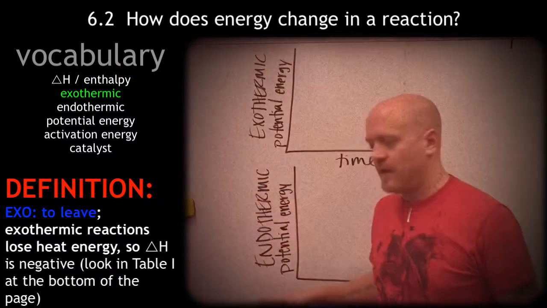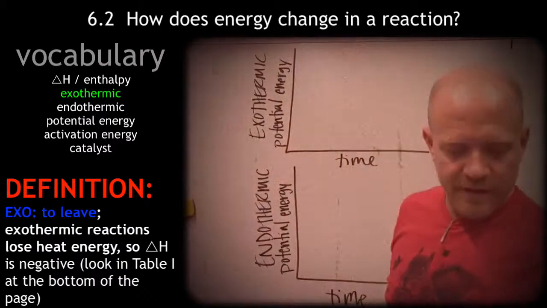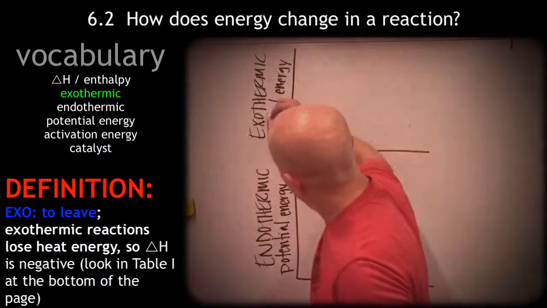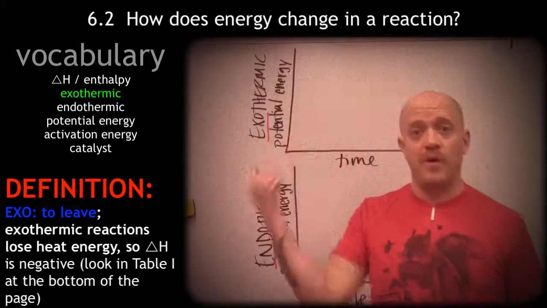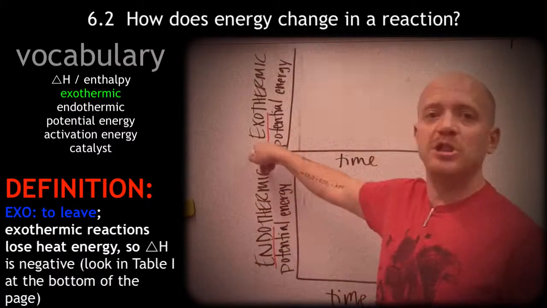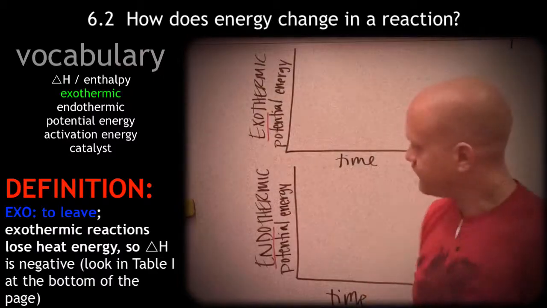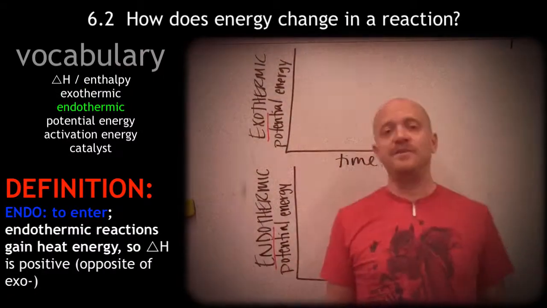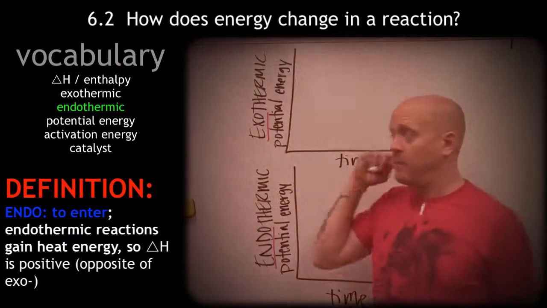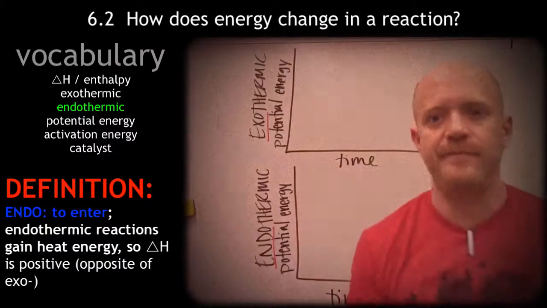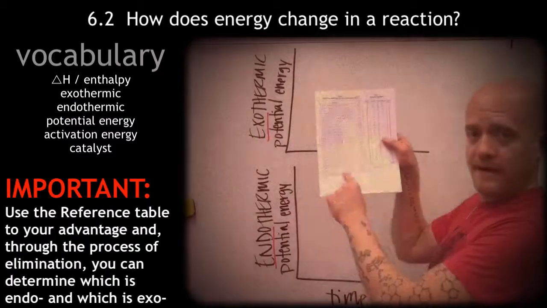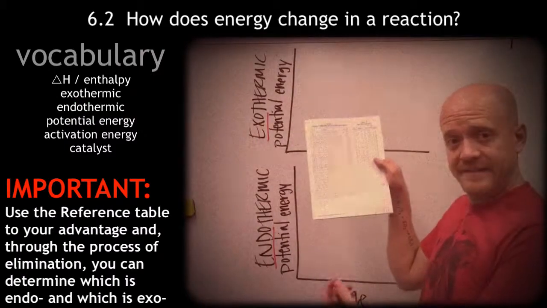We have two types of reactions. We have exothermic and we have endothermic. And if you look at the root words, exo and endo, exo, like exit, means to go out. So these are losing heat. And endo means heat is going in. Now, with the exothermic reaction, the delta H is negative. And you can see that right here on your reference table, so I don't need to write this down.